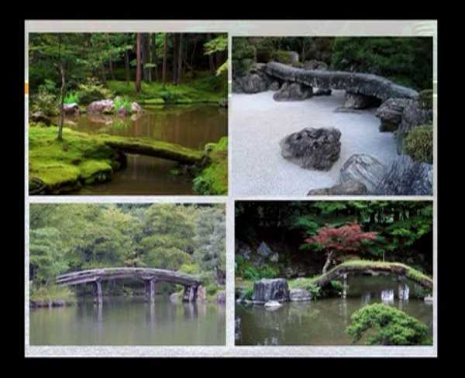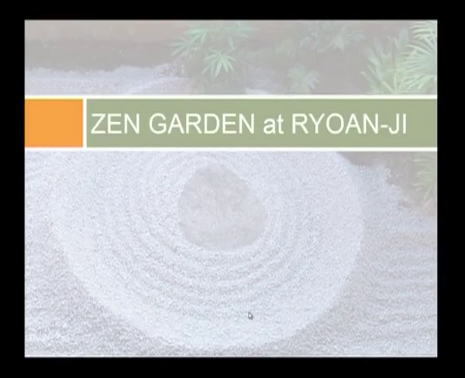Here we see a wooden bridge and an earthen bridge, that is, a wooden bridge covered with earth. So, those are the important elements of the Japanese garden. Now, we will look at two examples of Japanese gardens. We will look at an example of a dry landscape garden first, that is, the Zen garden at Ryoanji temple.